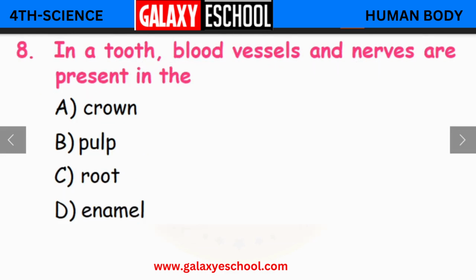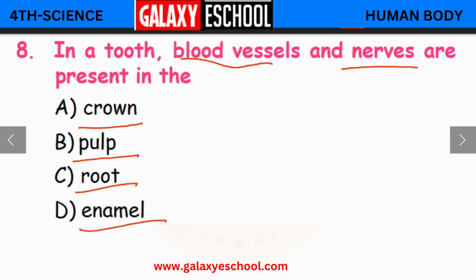Now, the next question. In a tooth, blood vessels and nerves are present in the dash. So, where are they present? In the crown, pulp, root, or enamel? And the answer is pulp, children. B is the correct answer.